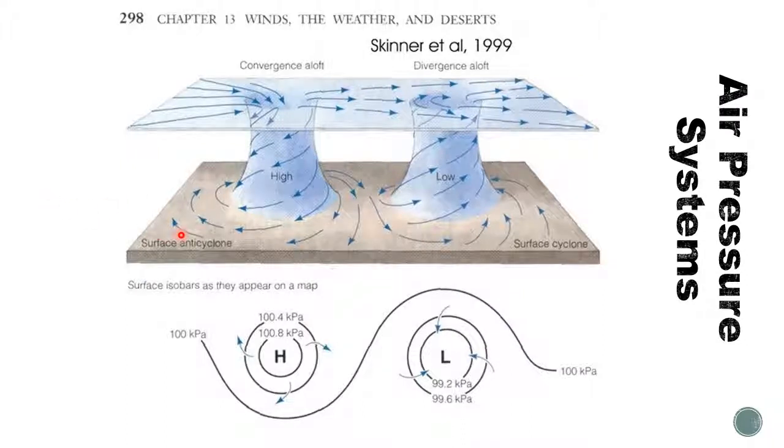Okay, so when we look, these are our high pressure systems. These are our anticyclones. Your air is coming down and it's moving in a clockwise direction. Your cyclones, or the ones that are going to cause storms, are called low pressure systems. So you have air rising and it's rising in a counterclockwise direction.